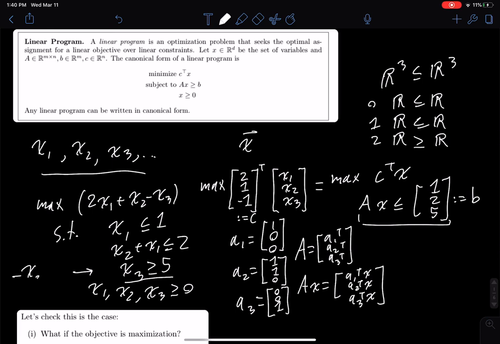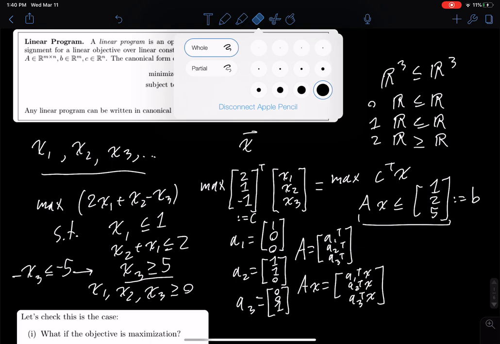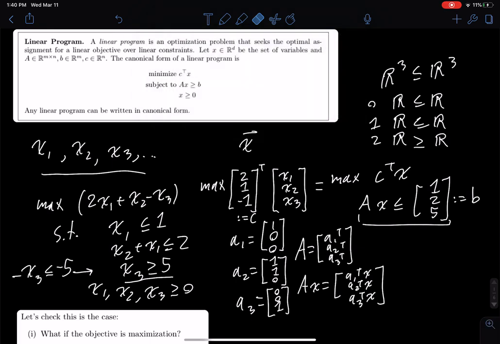Negative x3 is less than or equal to -5. Then all we have to do in order to make our linear algebraic phrasing of this correct is simply to change the 1 in A3 to a -1 and the 5 in B to a -5.